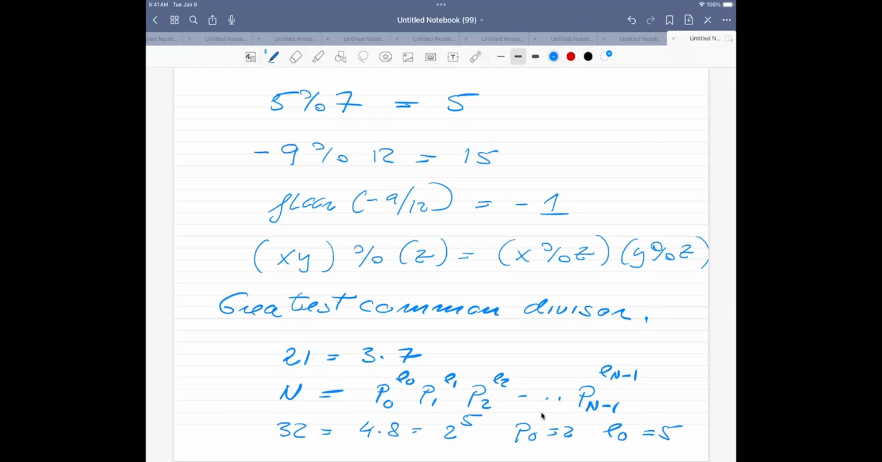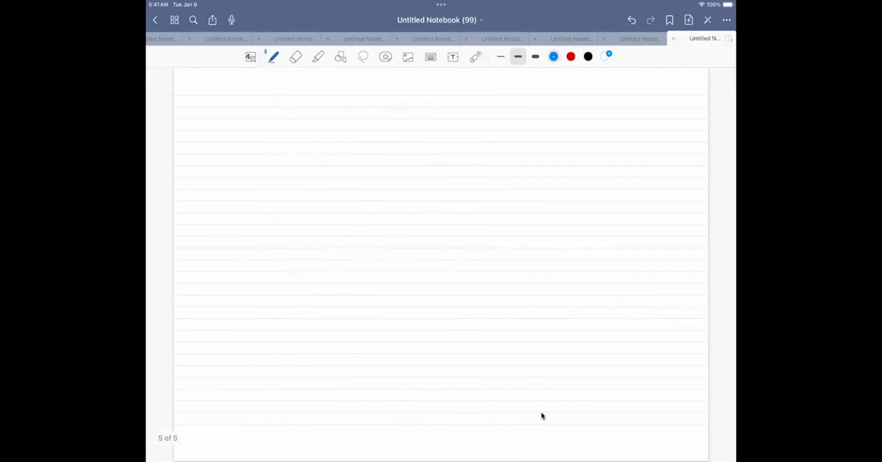So finding the greatest common divisor is also something which enters these algorithms. And another example, if you take 99, that is simply 9 times 11, and that would be simply 3 to the power of 2 times 11 to the power of 1. So that's another example where p0 is equal to 3 and p1 is equal to 11.